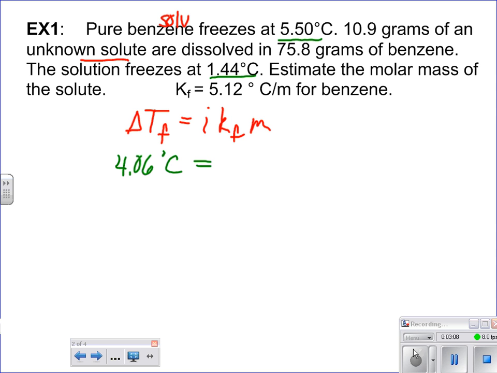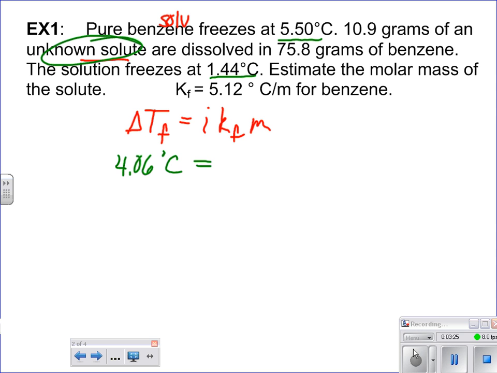Okay, so we have our temperature thrown in there. Now, the next thing we want to do, and you don't have to do it in this order, but I just follow the formula that's given to me. I see the next thing is i. Do I know my i in this case? All it tells me is unknown solute.